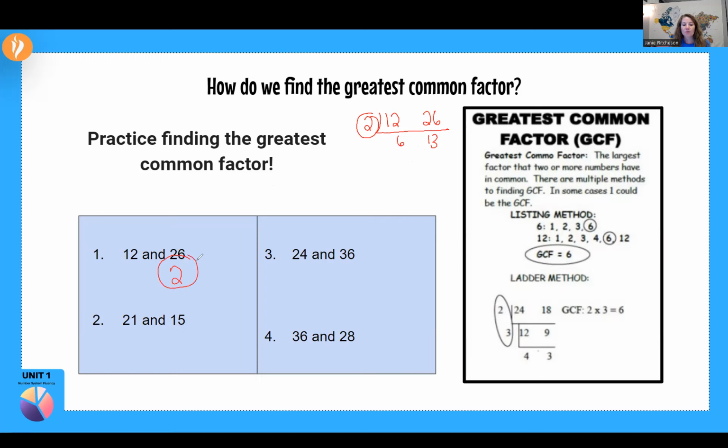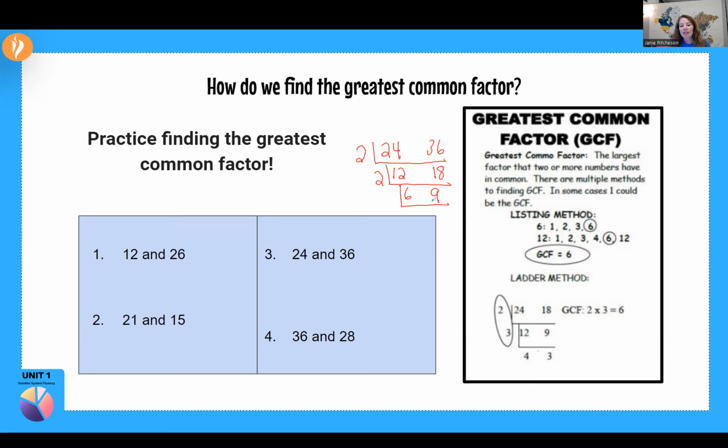That's the answer, 2. All right, let's look at number 3. So now we're going to look at 24 and 36. Well, I'm going to always start with 2 if they're even, and they both are. So half of 24 is 12. Half of 36 is 18. Once again, we have even numbers. So I'm going to divide by 2 again. Half of 12 is 6. Half of 18 is 9.